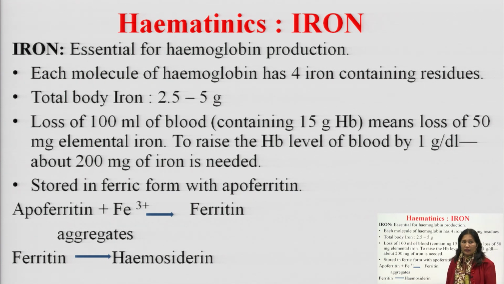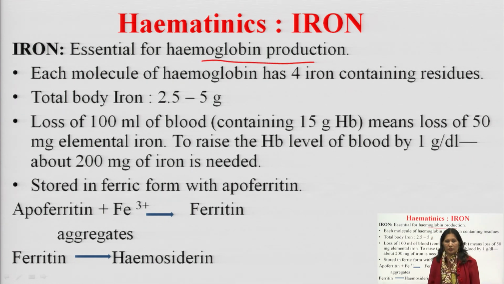So, first is iron. As we know, iron is essential for hemoglobin production. Each molecule of hemoglobin has 4 iron containing residues. Total body iron is 2.5 to 5 grams, of which the maximum amount is present in hemoglobin. Loss of 100 ml of blood means loss of 50 milligram elemental iron, and to raise the hemoglobin level of blood by 1 gram per dl, about 200 mg of iron is needed.